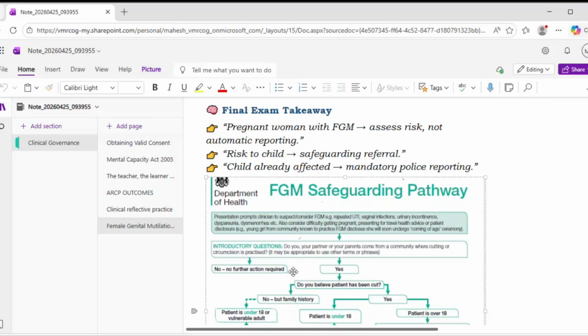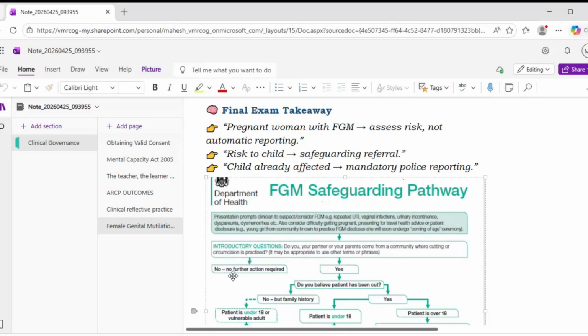Once you come across these scenarios, what question are we going to ask? Do you or your partner or your parents come from a community where cutting or circumcision is practiced? It may be appropriate to use other terms or phrases. So in a scenario where you are suspecting, you ask this question. If the answer is no, then no further action is required.